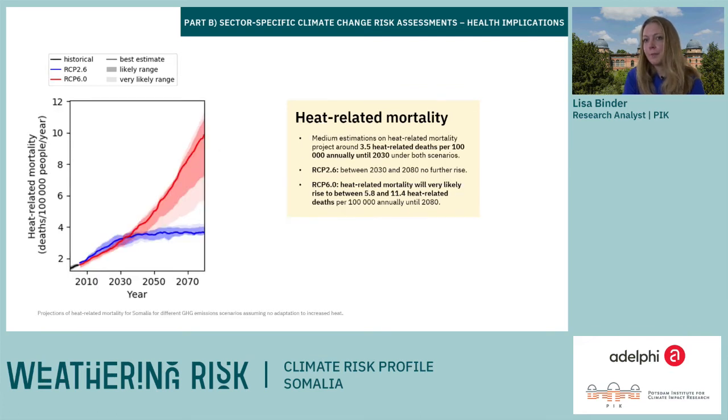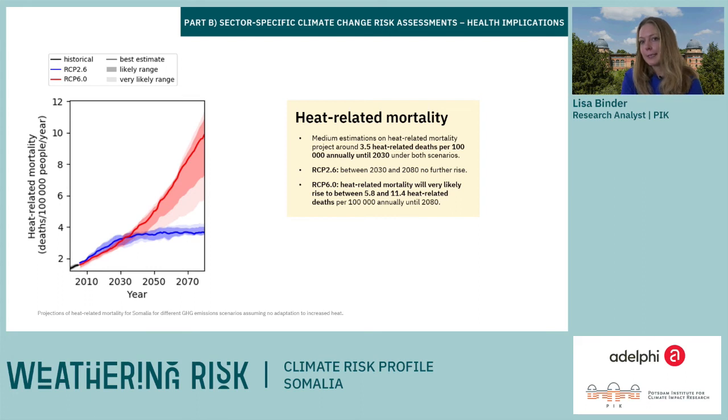This plot shows you future heat-related mortality. As you can see, it will very likely rise following the projected increase in the number of very hot days and also the heat exposure that I've already shown you. We can expect approximately 3 deaths per 100,000 people a year by 2030 according to the best estimates under both scenarios. While under the lower emission scenario this number will remain relatively stable until 2080, we can expect a much stronger rise under RCP6, though the uncertainty over this rise increases the further we look into the future. We can, however, say that the number of heat-related mortalities will very likely range between almost 6 and 11.5 deaths per 100,000 people a year until 2080.